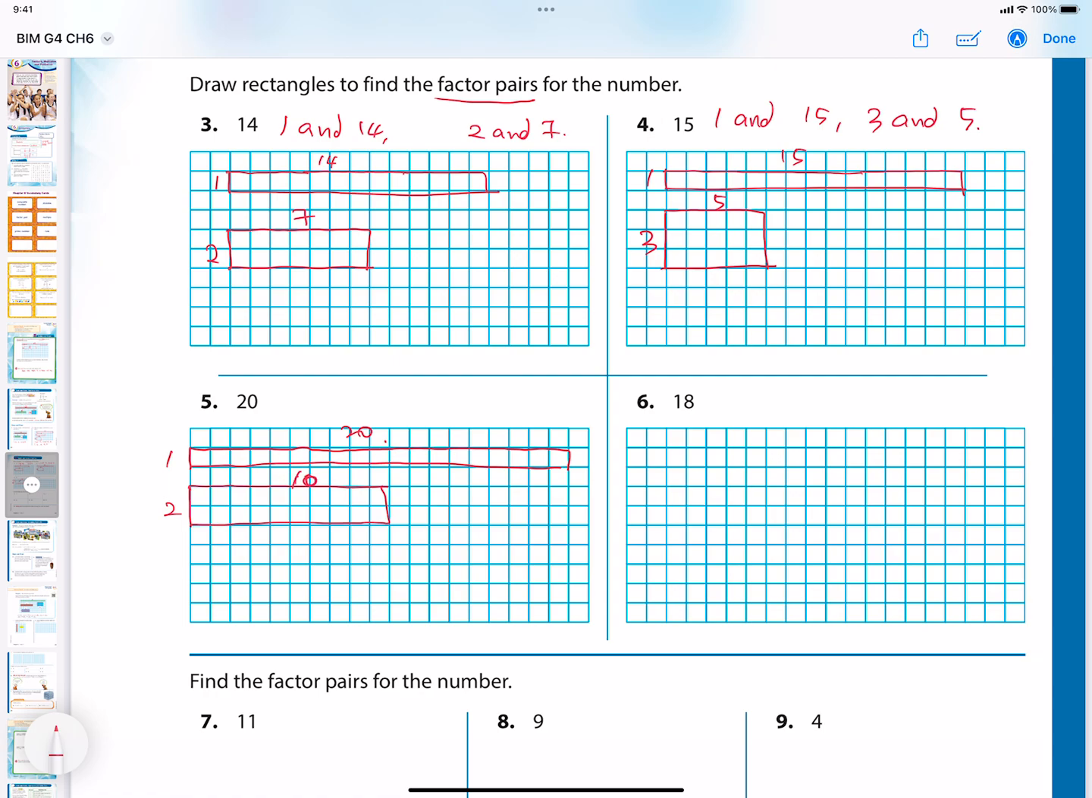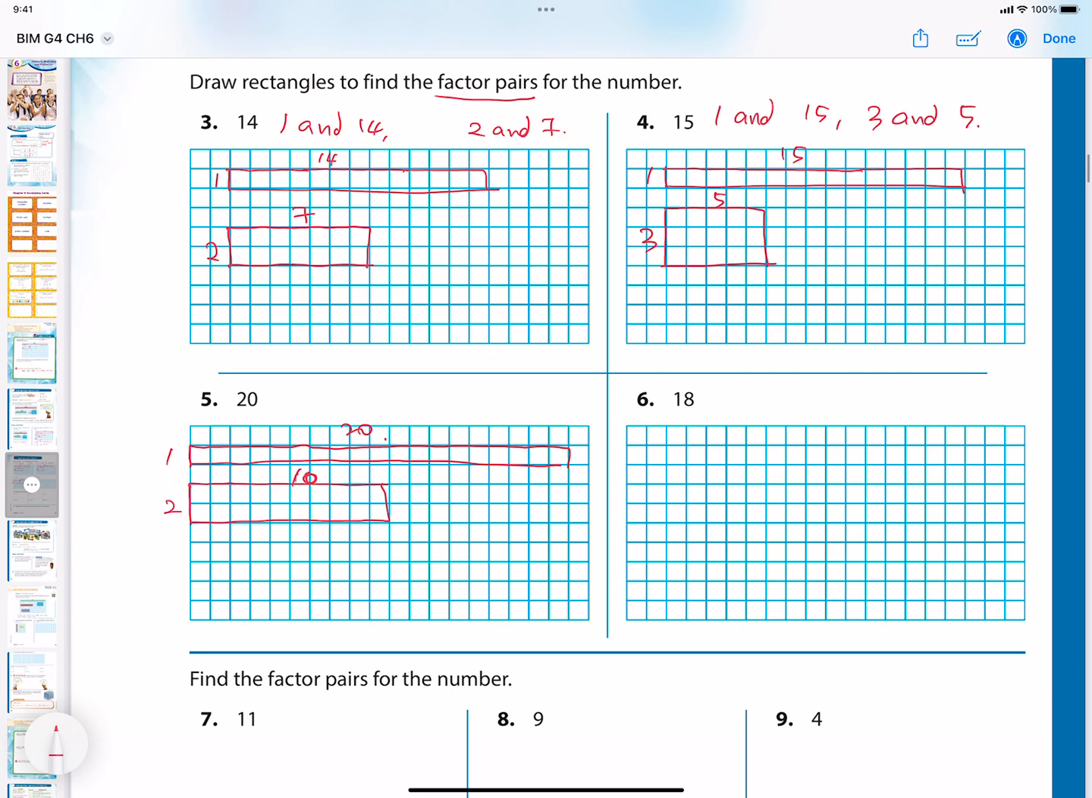Okay, I'm gonna write down in here. And then what else? 3 times? No. 4? Yes, 4 times what? 5. 1, 2, 3, 4, 5. 4 times 5. What about 5? Oh, since we have 5, so you don't have to go more than 5, right? Okay, so I found 1 and 20, 2 and 10, 4 and 5.